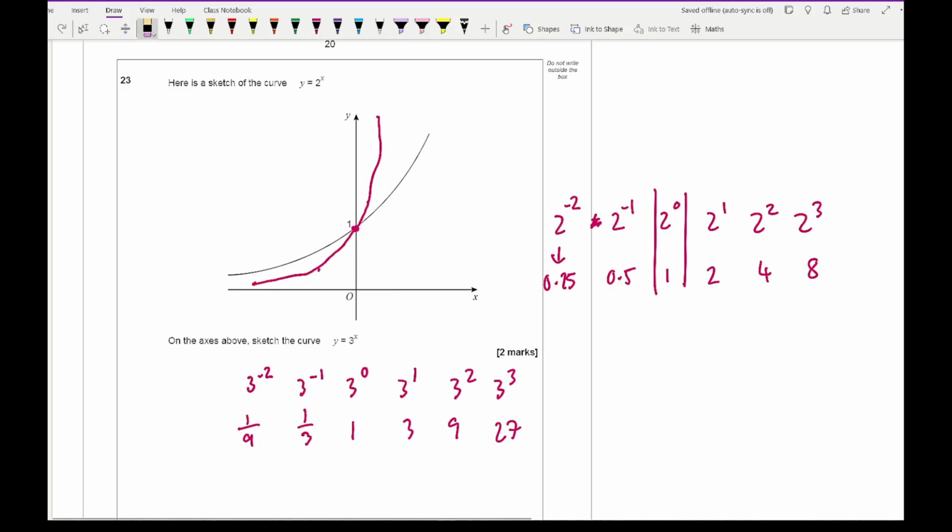Now let me just do that again. It's sketchy. Let's use a different colour, and you should have something that looks like that. And again, make sure it doesn't cross or look as if it's crossing the y-axis like my blue line.